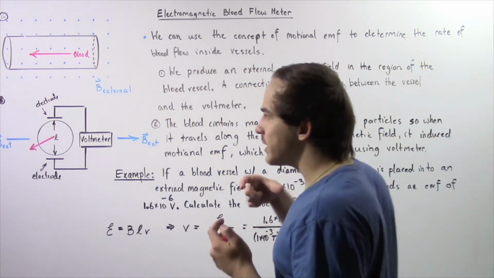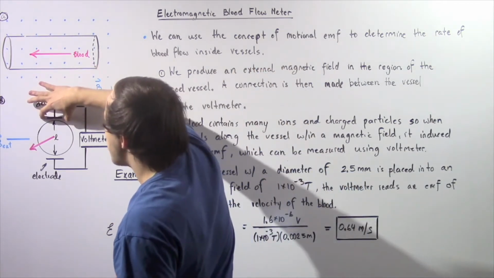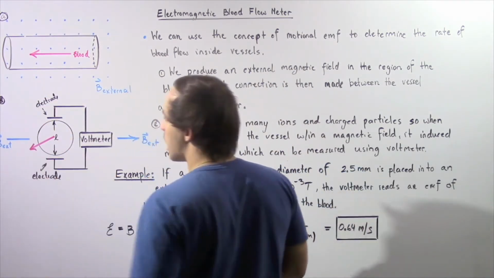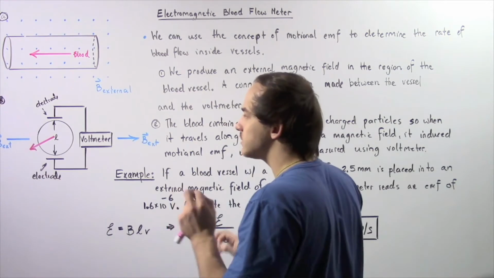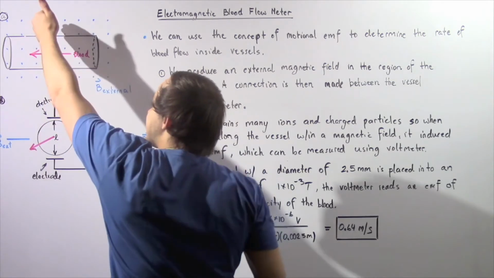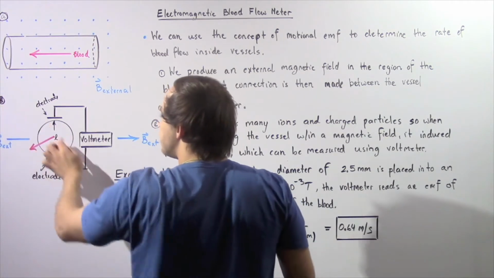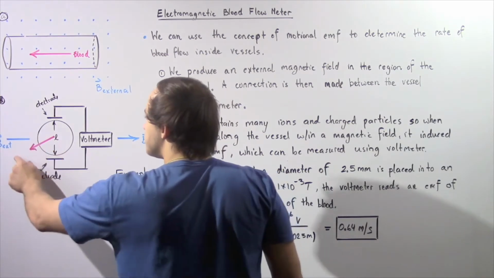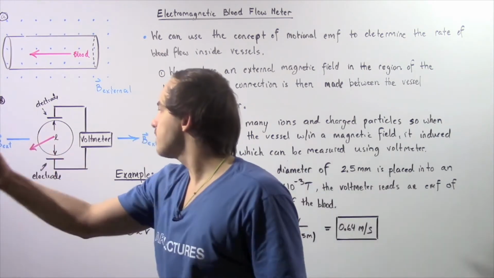Next, we take two electrodes. We place one electrode on the top portion of our blood vessel and the other on the bottom portion of our blood vessel. And we connect these electrodes via a conducting wire to a voltmeter. Notice that we're taking a cross-section of this diagram, and that's what we see in diagram B. In this case, our magnetic field B points in the following general direction, and the blood is coming out of the board.